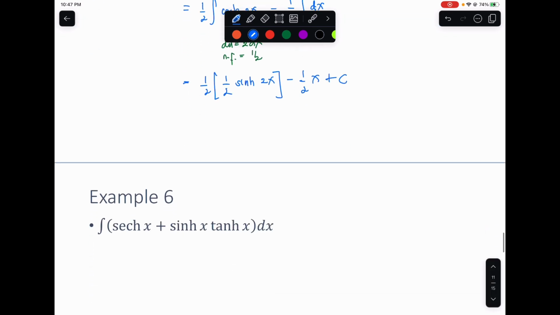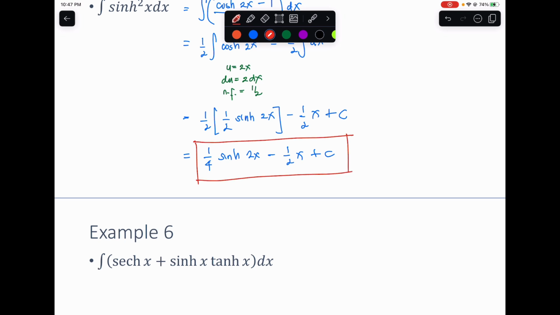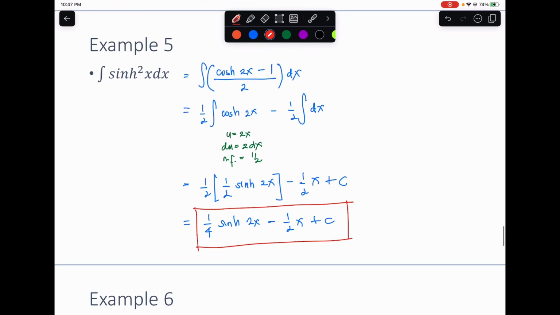And then plus c. So finally, our answer will be 1/4 hyperbolic sine of 2x minus 1/2 x plus c. And that would be the integral for hyperbolic sine squared x dx, using some identity.